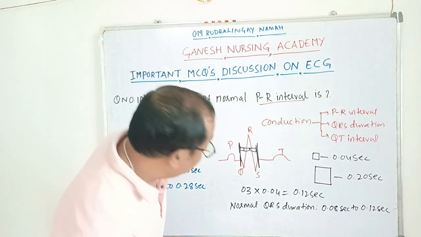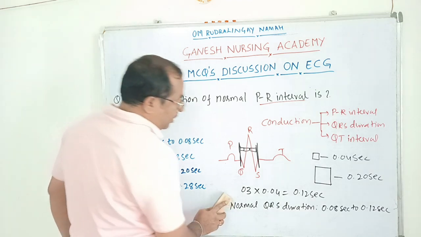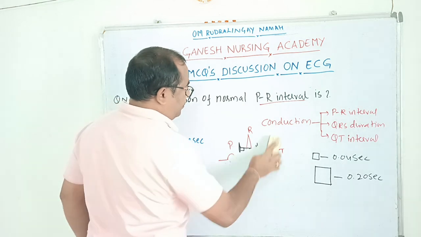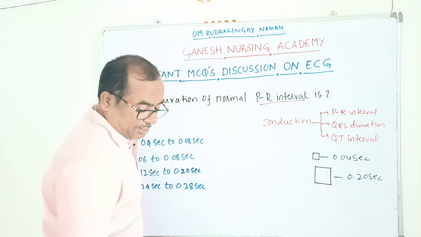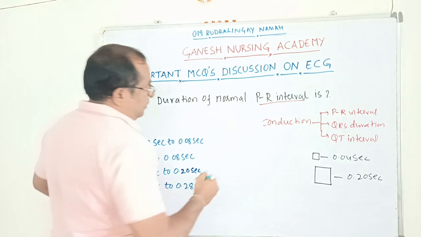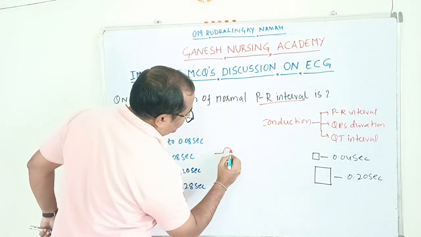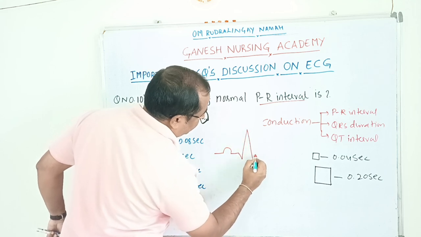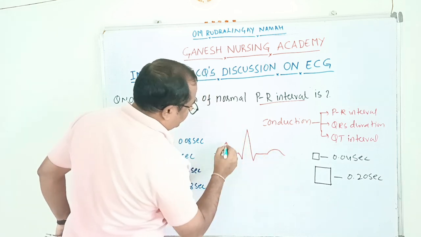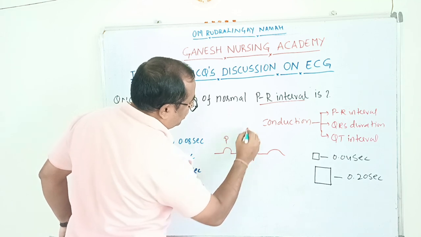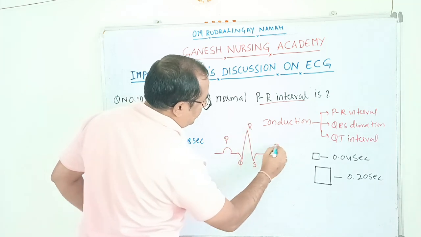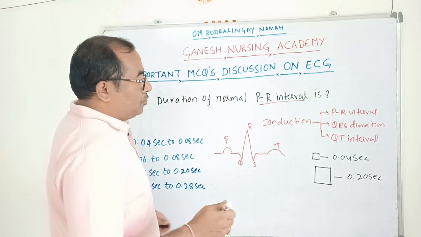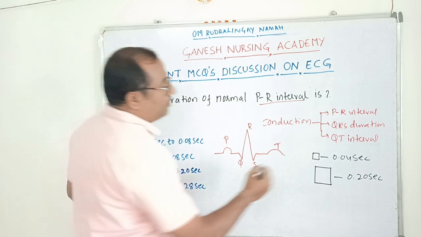Okay, so let's assess the last one, that is the QT interval. How to assess the QT interval? So this is a P wave. This is Q, R, S, and this is a T wave. So P, Q, R, S, T. Now we want to assess the QT interval.